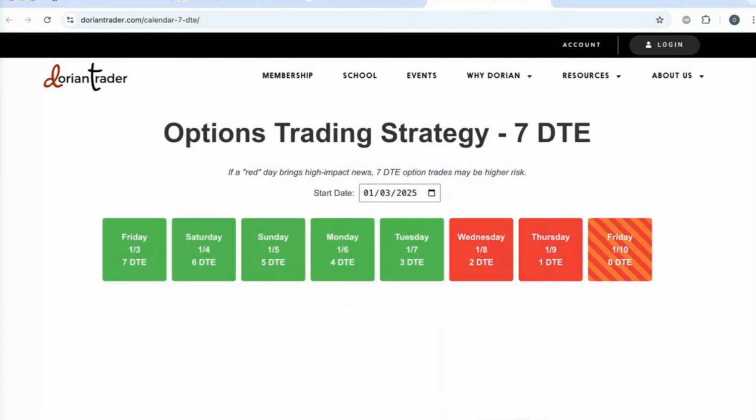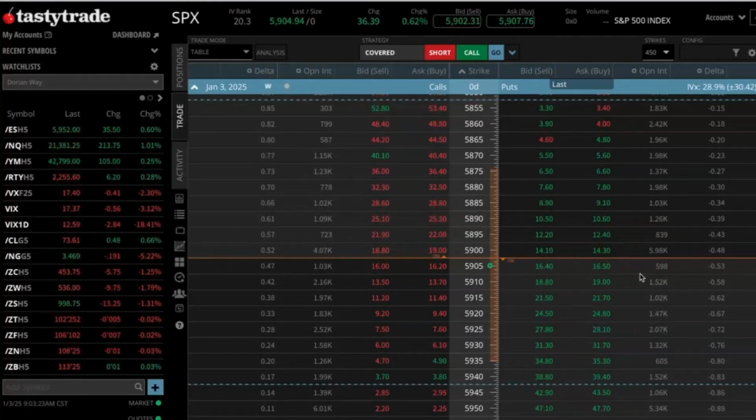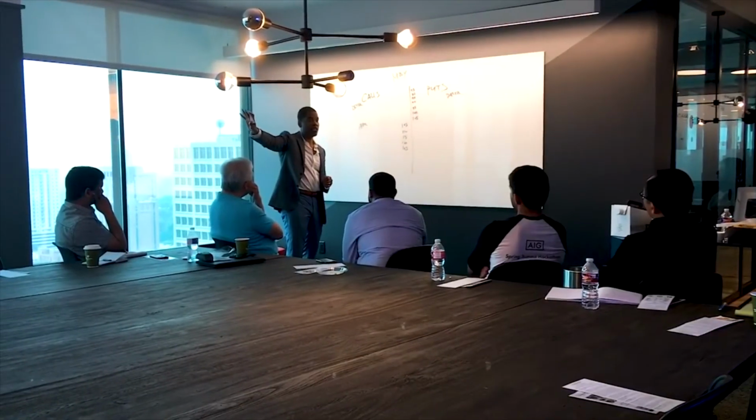The next type of trade that we do here at the Dorian Trader is the bread and butter trade. And the bread and butter trade is my favorite type of strategy. Bread and butter means it's a 30 to 60 day trade that we're selling primarily on indexes. Sometimes you can do it on stocks, but for me, it's primarily on the indexes, the S&P 500, the NASDAQ 100, the Russell 2000, but mostly the S&P 500, because it's less volatile than the other two.